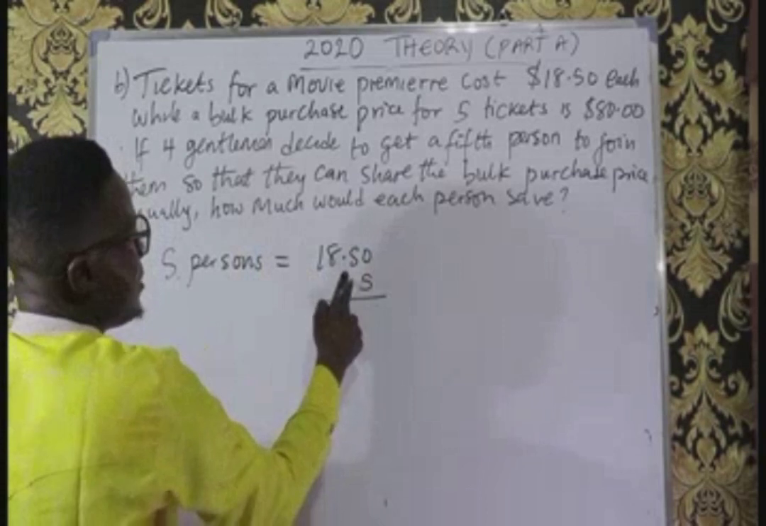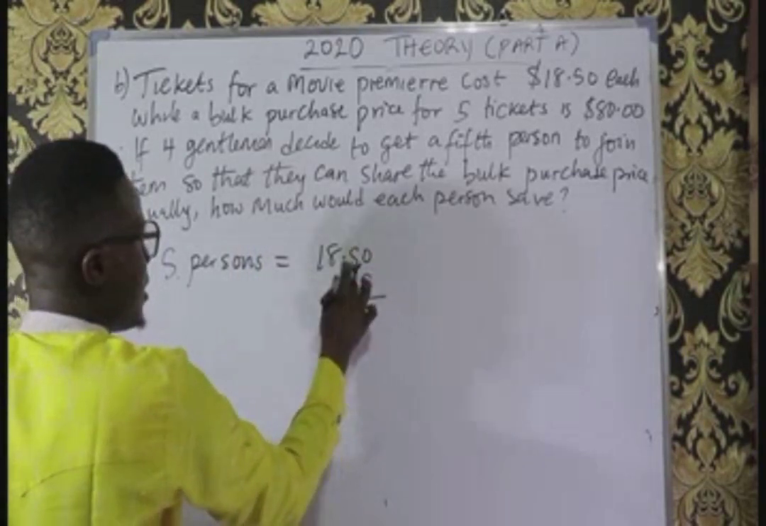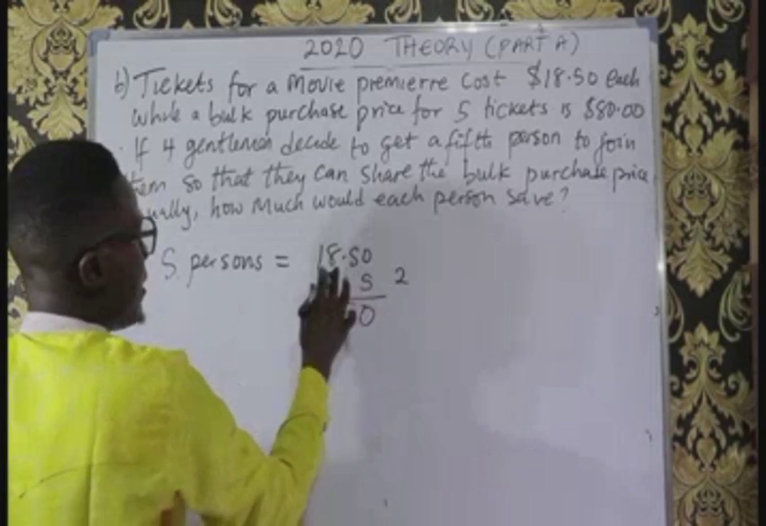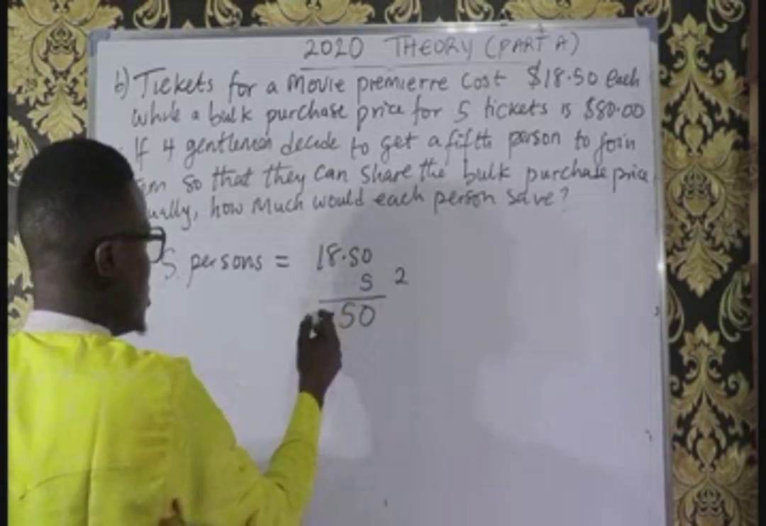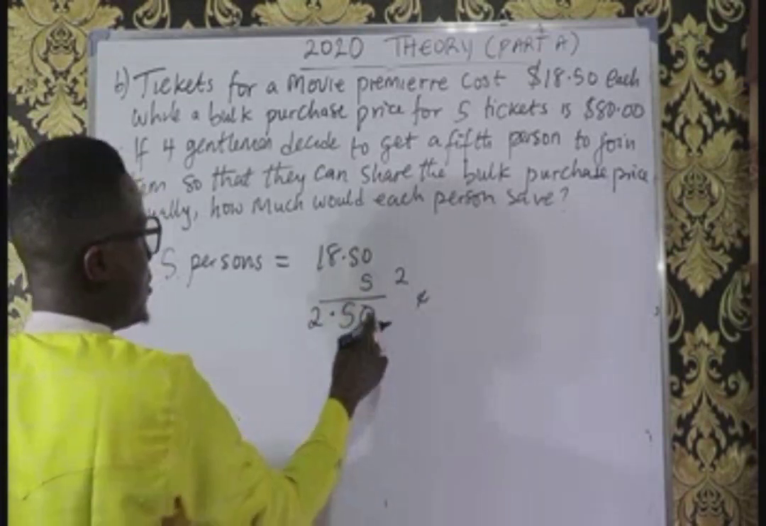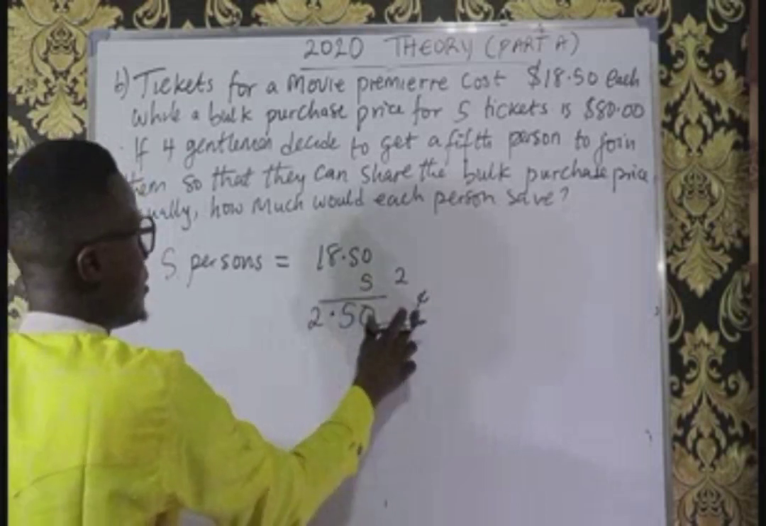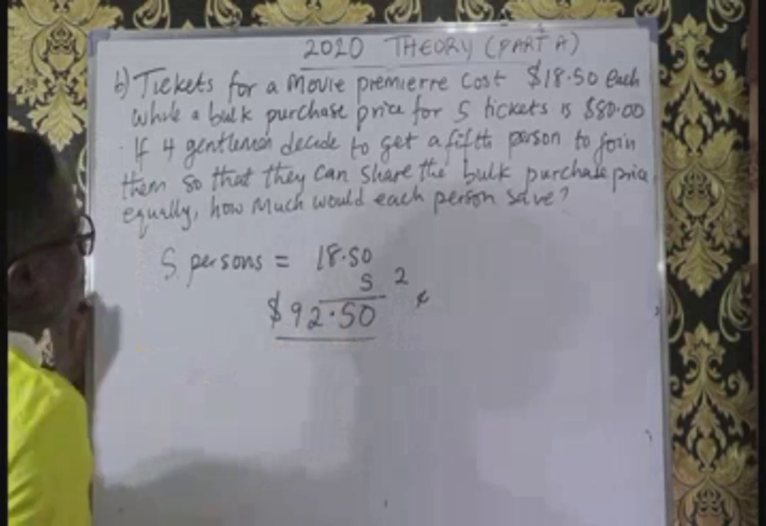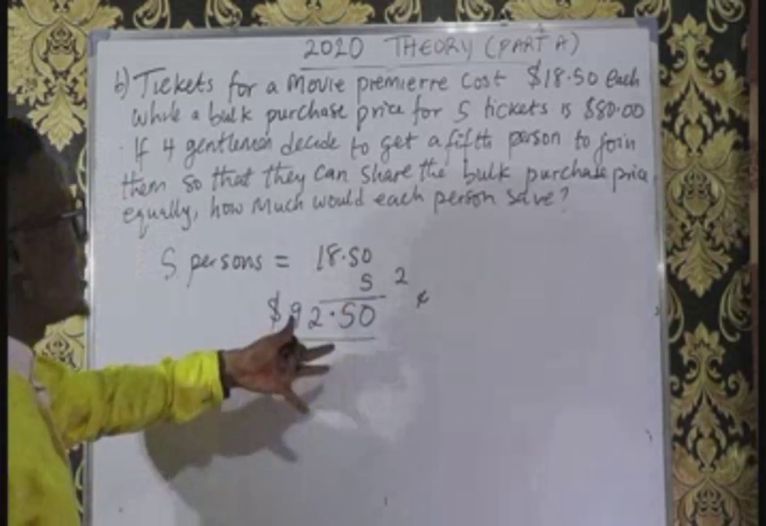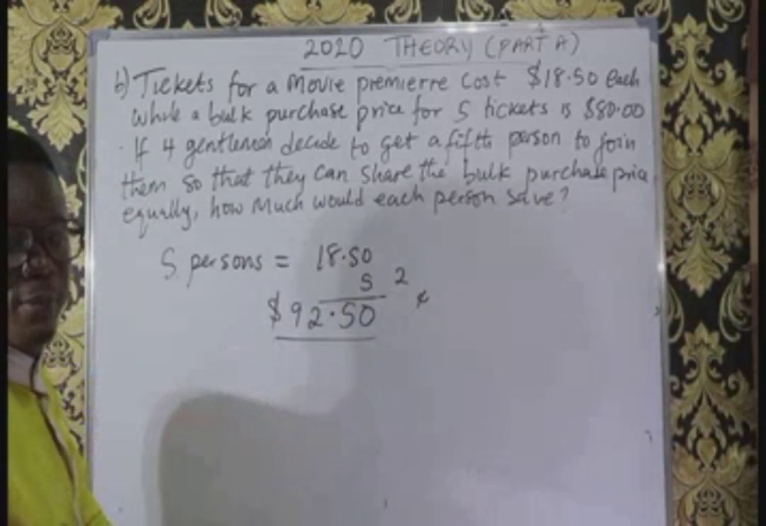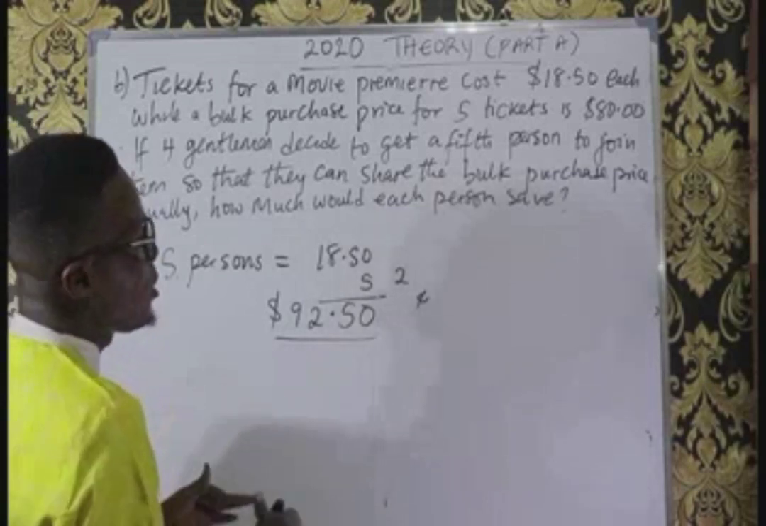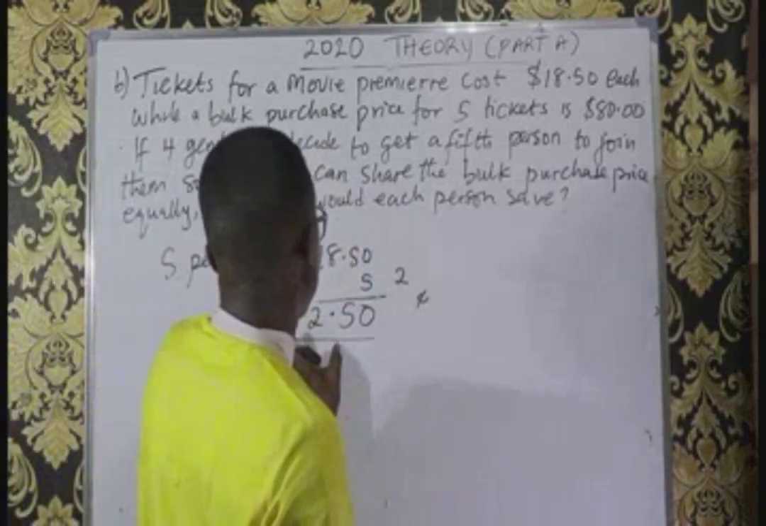Let's multiply. 5 times 0 is 0. 5 times 5 is 25. You write 5 carry 2. 5 times 8 is 40 plus 2, 42. You write 2 carry 4. 5 times 1, 5 plus 4, 9. So this is the total they would have paid for 5 persons if they were to pay person by person. Now, all of them will save because they would have paid 92.50.